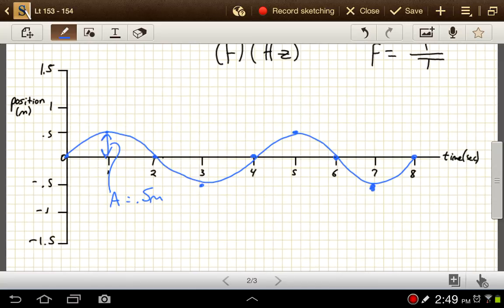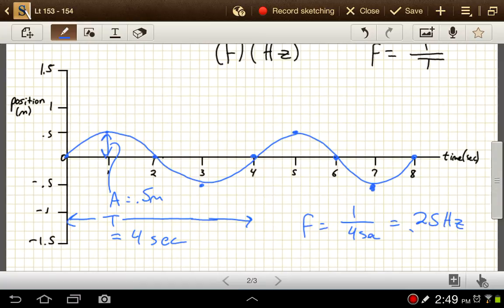So our period, we measure from here to here, and that's going to be equal to, it looks like 4 seconds on this one. And then the frequency we calculate by doing 1 over the period, 1 over 4 seconds, which would be 0.25 hertz.